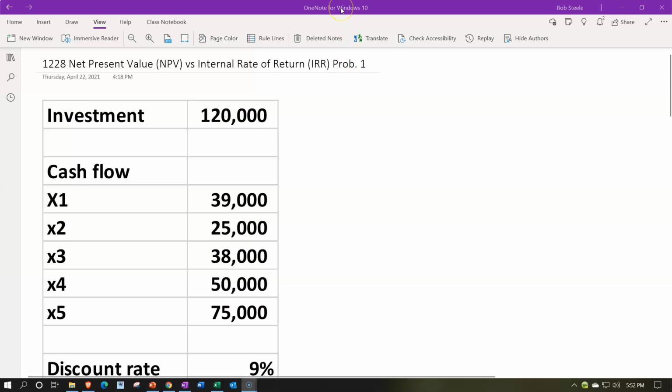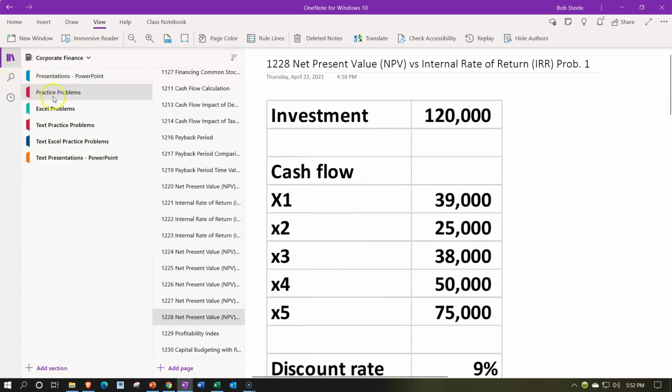Here we are in OneNote. If you have access to OneNote and would like to follow along, you're not required to, but if you would like to, we're in the icon on the left-hand side, practice problems, down in the 1228 net present value NPV versus internal rate of return IRR Prob 1 tab.